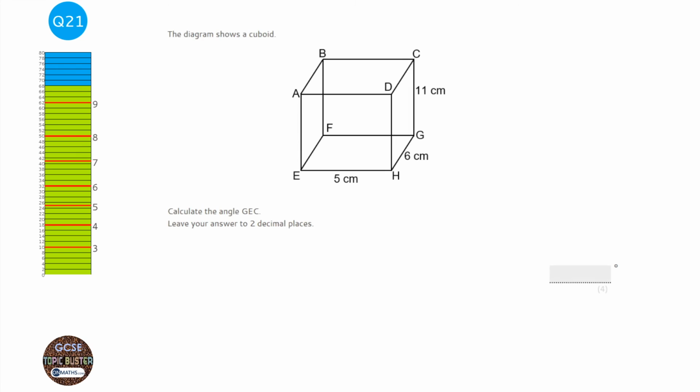To be able to answer questions like this, you've got to be able to sort of think in 3D. So try and imagine that this box is sitting in front of you. You're asked to find the angle GEC. So if we go from G to E to C, then we're being asked to find this angle here. Well, we know to find an angle, we're probably going to be using trigonometry.